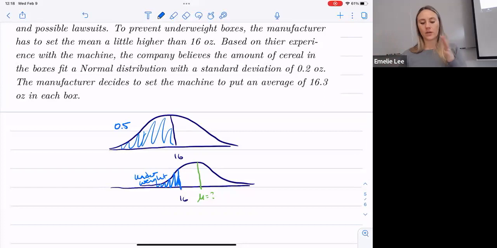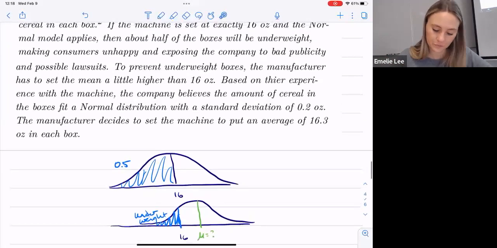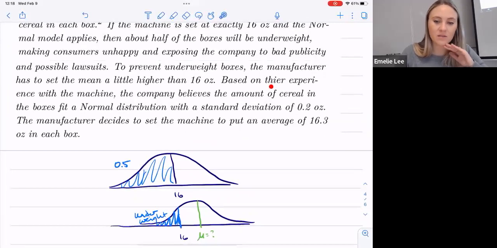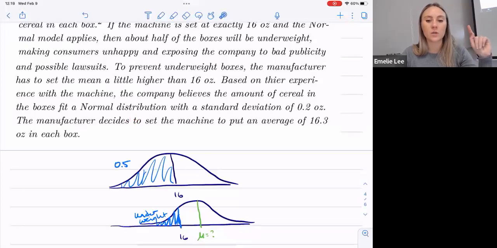And then we say, okay, yeah, these are less than what we told it to fill, but it's still more than 16. Any underweight boxes are less than 16. There's a typo here, but that's okay. Don't charge extra for that. Based on their experience with the machine, the company believes the amount of cereal in the boxes fits a normal distribution with a standard deviation of 0.2 ounces. The manufacturer decides to set the machine to put an average of 16.3 ounces in each box.